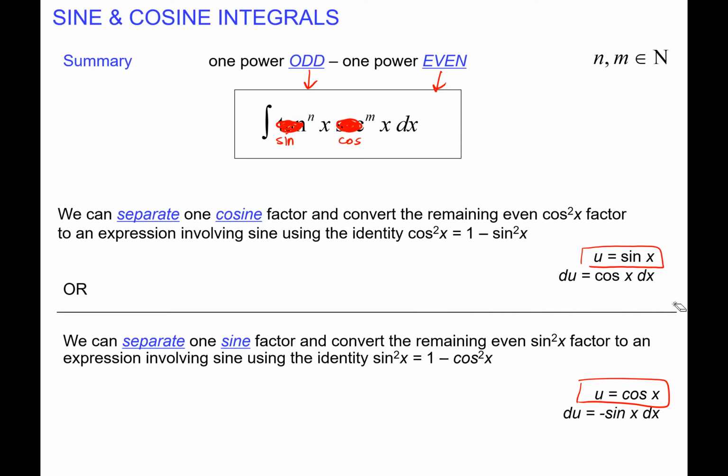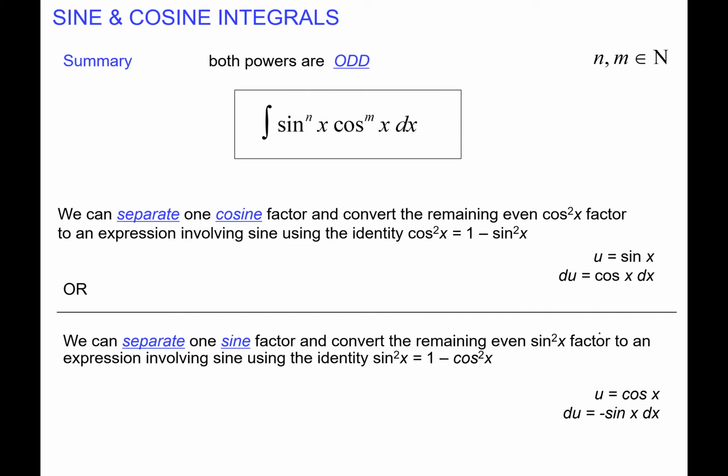The main message is that when you have one power odd, one power even, you have to do the u substitution. Maybe this one, maybe this one. You will probably see. But of course, let's see how we can speed up the process.